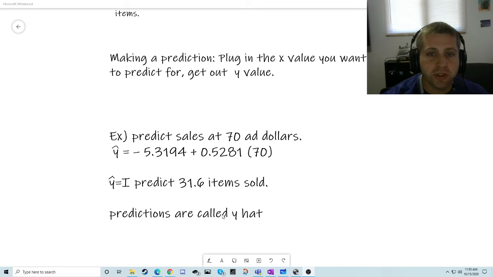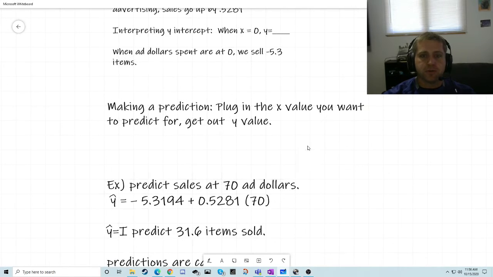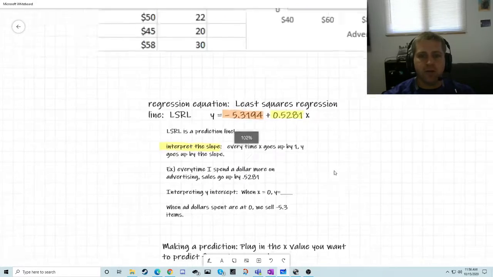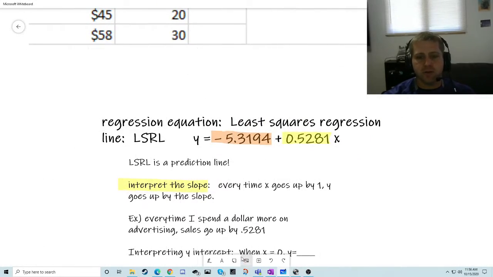I'm talking about making predictions for a least squares regression line. So making a prediction, once you have your least squares regression line, I'm going to use an example where I already have one. Here's my slope and y-intercept. I'll clear this out. So we're looking at this least squares regression line right now.